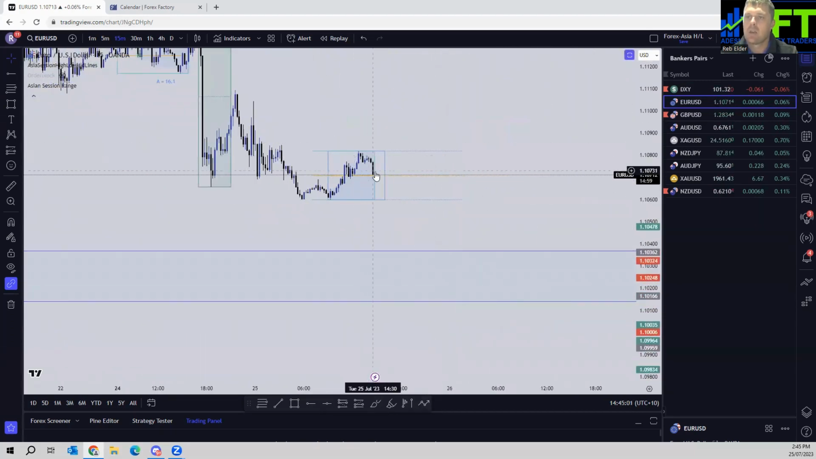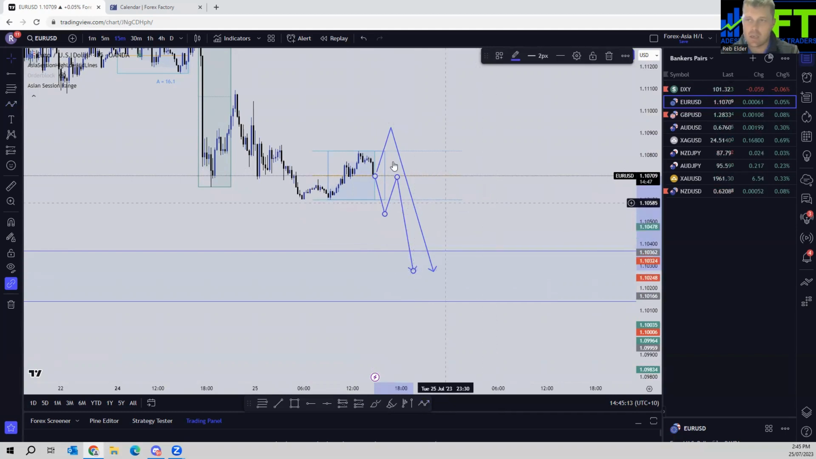How's it going to do that? We either see a pull up, taking high side liquidity and then coming down into that area, or we see either a straight drop down into that area or a push up and a retrace and down into that area. So they're basically the two trades that I would be looking for on Euro today, looking to take profits down in that area down the bottom.